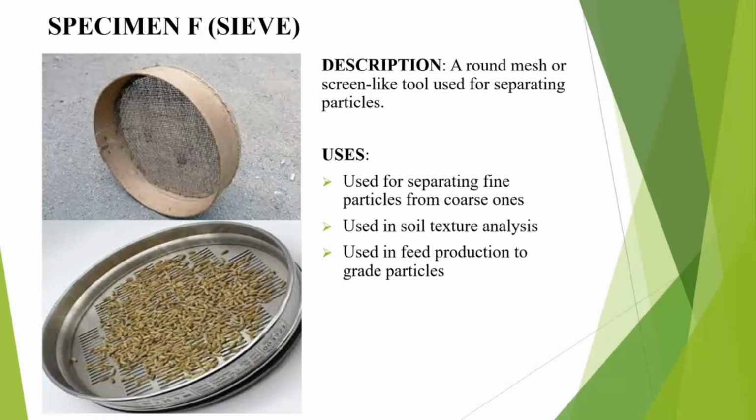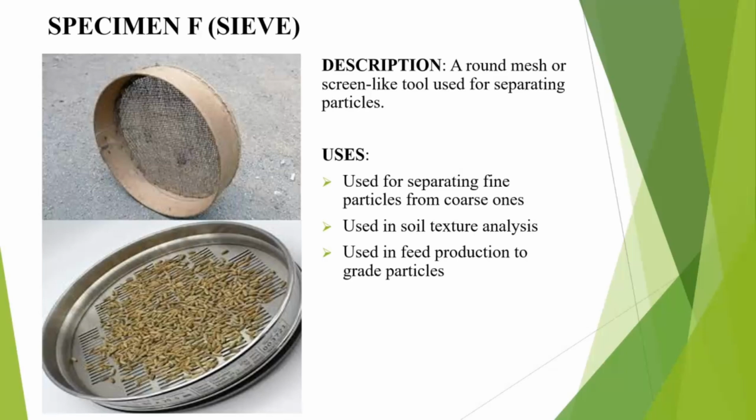Then we can also use it in soil texture analysis. So we want to know if the soil is rough, or if the soil is smooth or fine, as the case may be. So if I place the soil on it and all the particles pass through, it means that it's a fine soil. The particles are so small. But if some pass through and some don't pass through, the soil is coarse or rough.